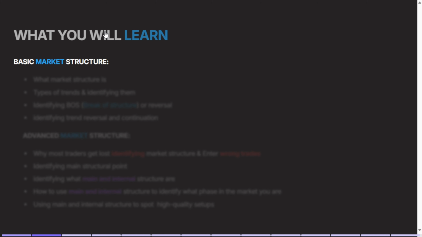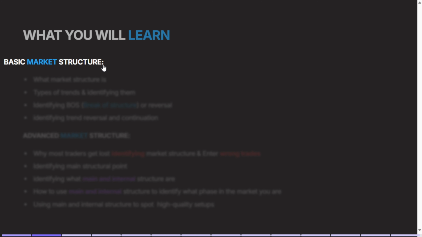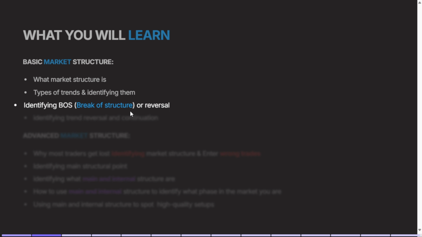Alright, so what you will learn. For those that are new to trading and don't know anything about the markets or market structure, what you will learn is what market structure is, types of trends and identifying them, identifying break of structure or reversals in the markets, identifying trend reversals and continuations. So those are for the beginners who don't know what market structure is or are new to trading.